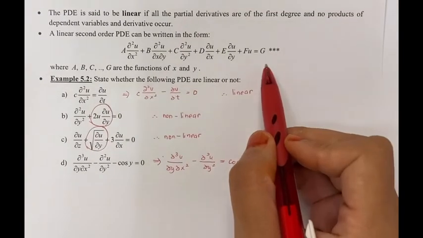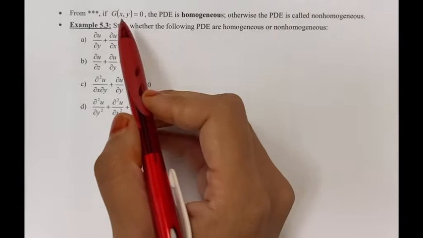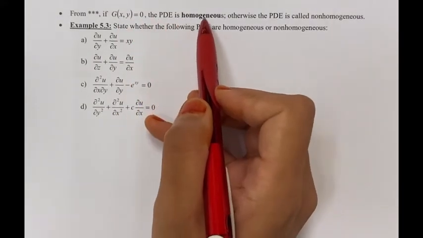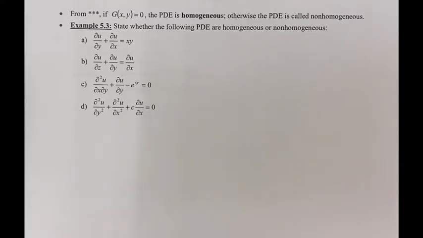Next, from the triple asterisk. Okay, so from this equation, if g of x, y is equal to 0, the PDE is homogeneous. Otherwise, the PDE is called non-homogeneous. If g is not equal to 0, it is non-homogeneous. Example 5.3. State whether the following PDEs are homogeneous or non-homogeneous.